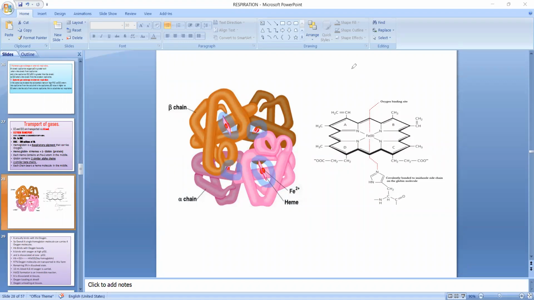So what is this? This is a single heme molecule. There are 4 ferrous rings. These are called, there are four.